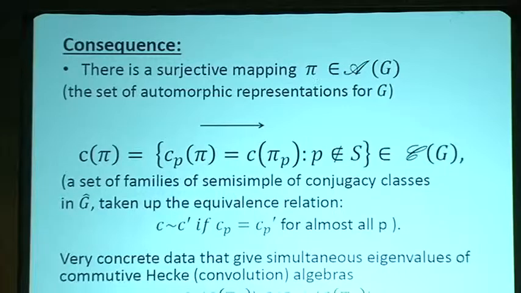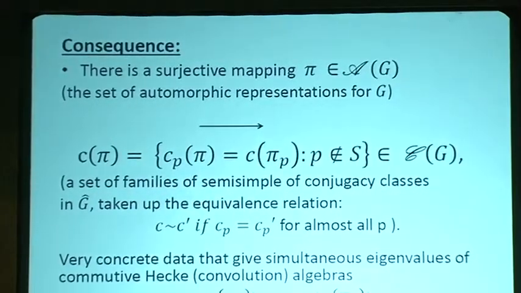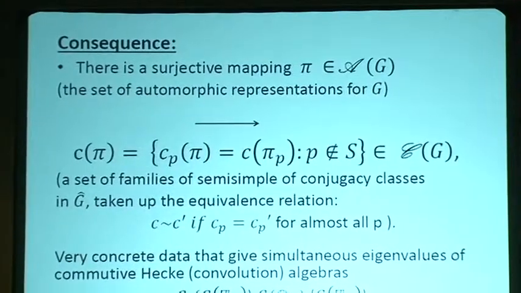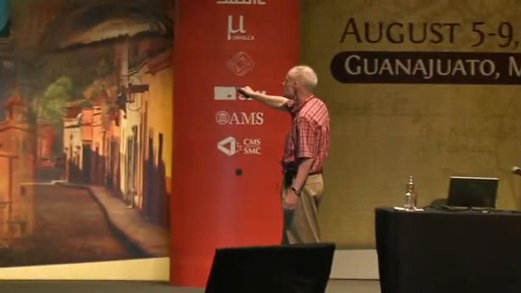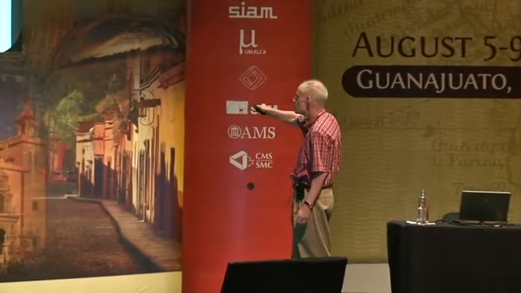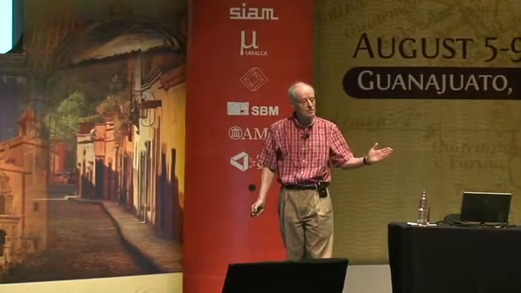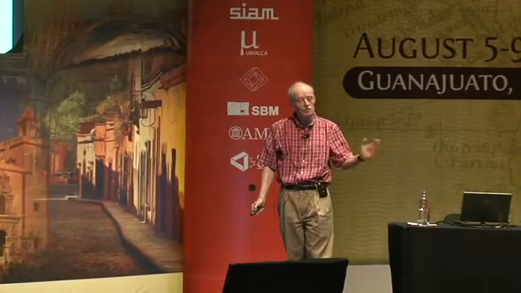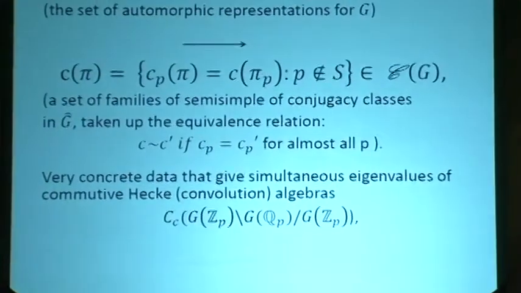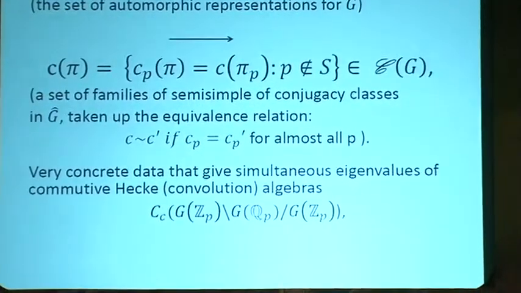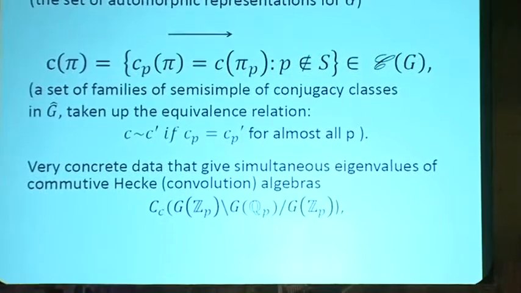Well, this is very concrete data that we can associate to an automorphic representation. What's particularly interesting is not the individual numbers, a given C pi p, although that itself might be interesting, but what's really interesting is the implicit relations among these different families of numbers that are imposed on you by the condition that pi be automorphic. That's a very strong condition on an irreducible representation of GA. And what it translates to is very strong and interesting conditions on the relations between these different conjugacy classes in a given family, in the family that comes from a given pi.